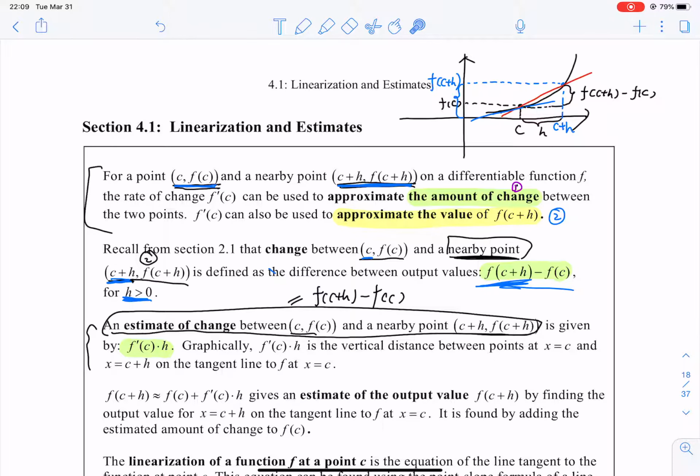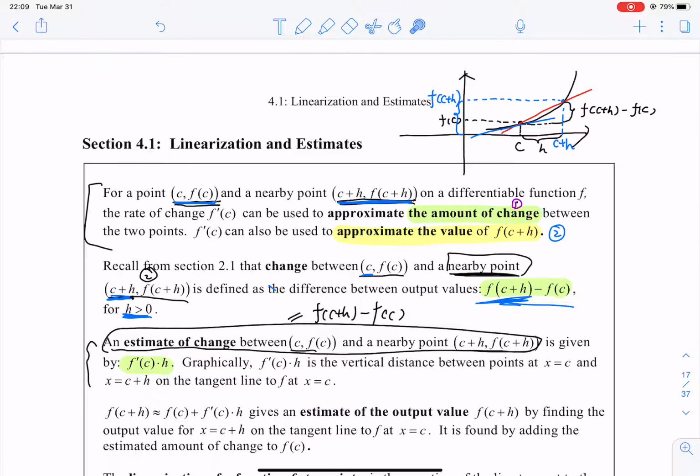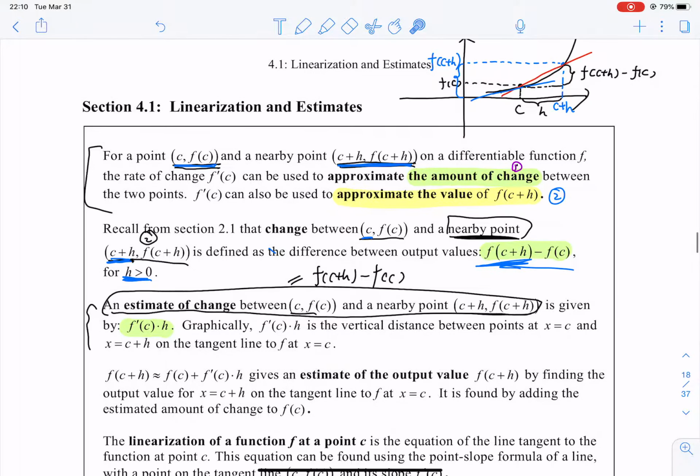And let's go back to the second question. Also, we can use f prime of c to estimate the value of f of c plus h. What is f of c plus h? In the function graph, we can see this is f of c plus h. So now we can estimate this part, the change. So we can just use the first part we solved, plus this part. And what is this part? From here, you can see this part is just f of c. So we can use the answer from the first part, plus f of c.